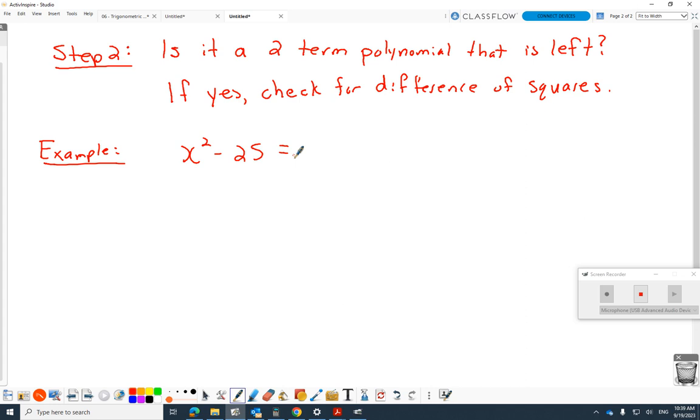Yes. So this one, I'm going to put a check mark under the difference going, yes, maybe this is a difference of squares, because it is a difference. Next, are they both squares? Is x squared something squared? Well, obviously x squared is something squared. But is 25 something squared? Yes, it is. So this is a difference of squares.